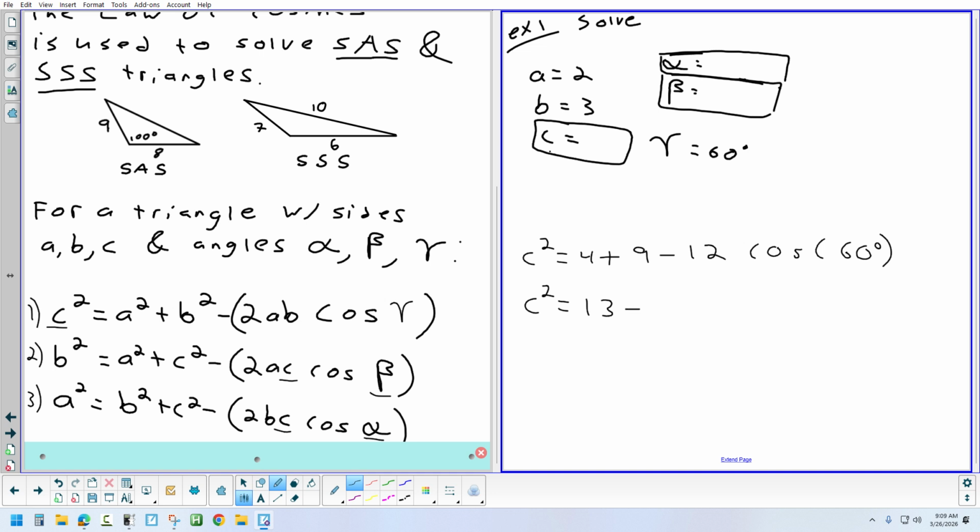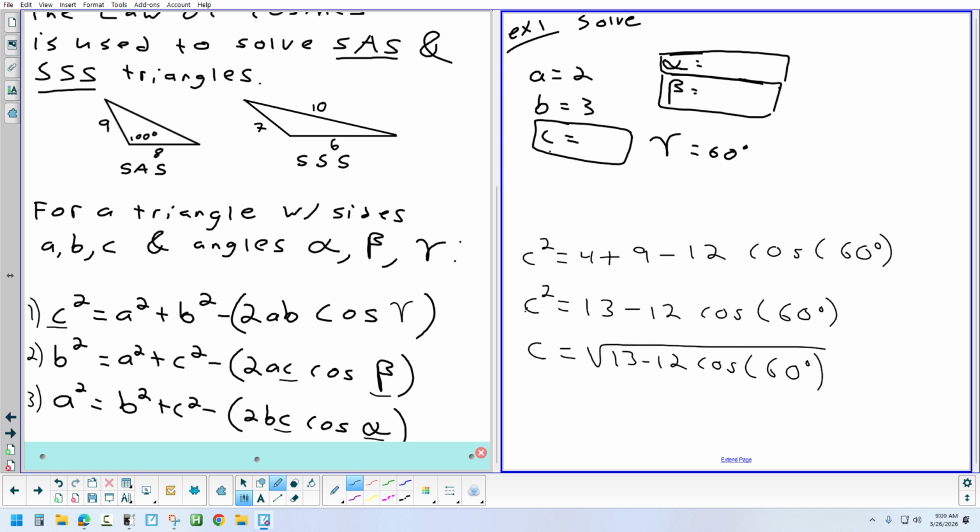4 plus 9 is 13. Minus 12 cosine 60. Now there's nothing else I can do on the right-hand side unless I want to start rounding. I don't really want to round. So what I want to do now is just get C by itself. C is not by itself because it has an exponent of 2. What are we going to do on both sides to get rid of the exponent of 2? Yep, we're going to take the square root. So C is the square root of all of that. And that's what I'm going to type in on the calculator to get C.